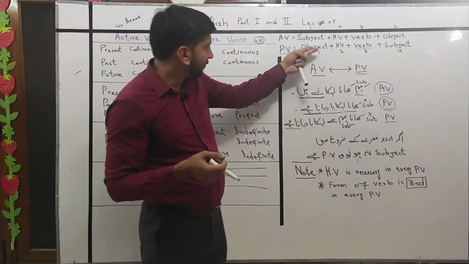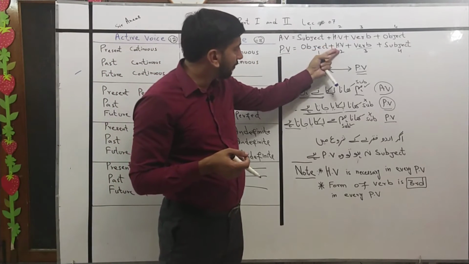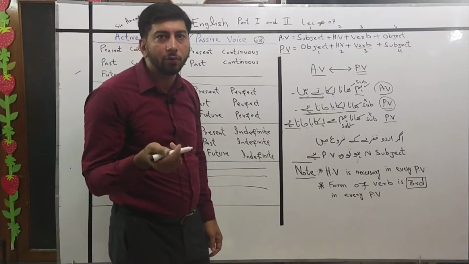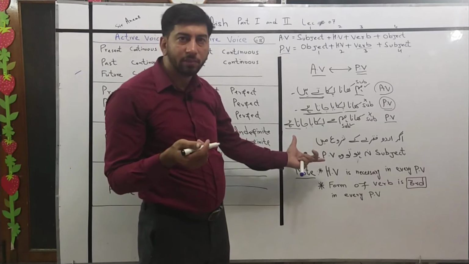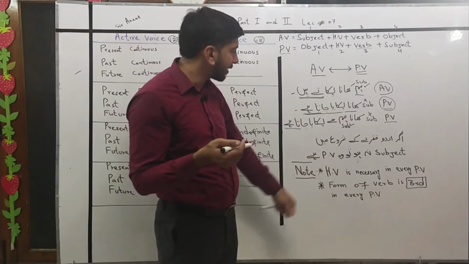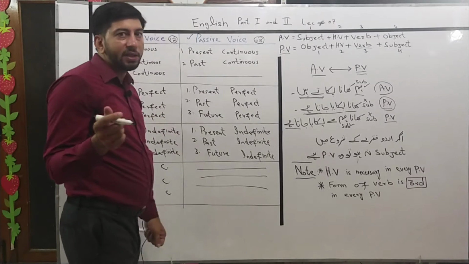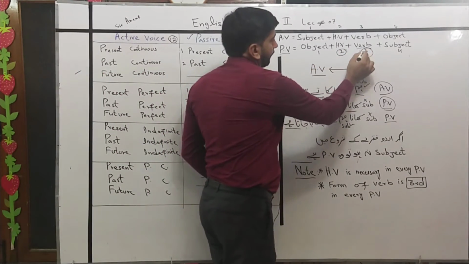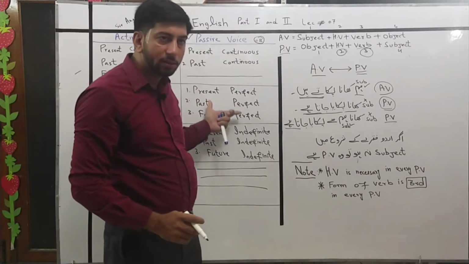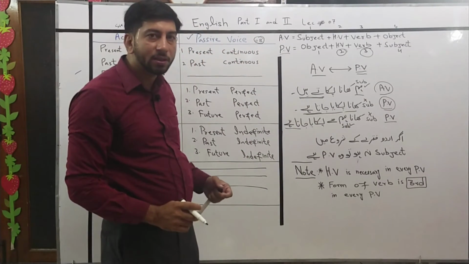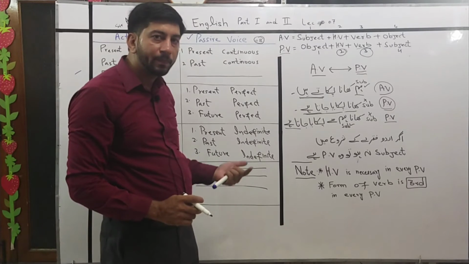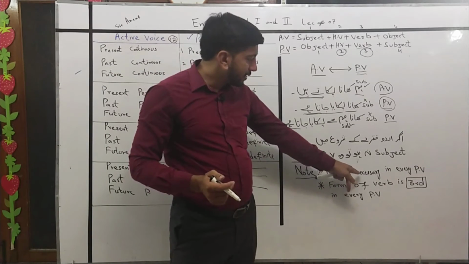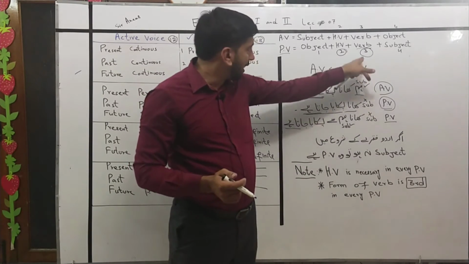Like here we have object in the beginning, helping verb, verb and subject. Subject will be used according to sentence, but it will be used at the end of a sentence. 2 important things you will have to remember, like helping verb and verb. We have 8 passive voice tenses. All of them have their own helping verbs necessarily. Helping verb is necessary in every passive voice and the form of verb.